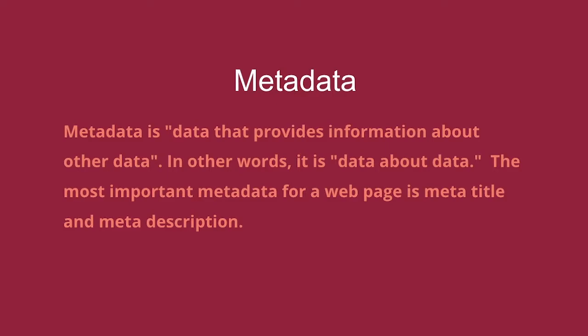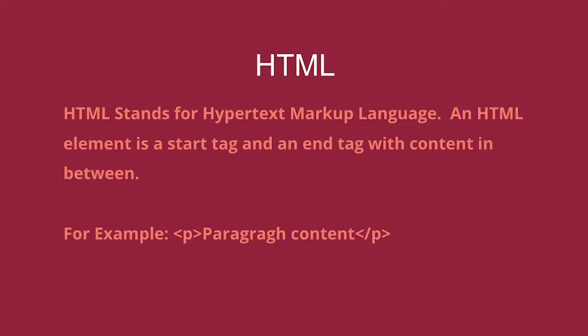Metadata. Metadata is data that provides information about other data. In other words, it is data about data. The most important metadata for your web page is the meta title and the meta description. And once you know what your keywords are, you can then craft keyword-rich content and topic-specific metadata. We'll talk more about best practices of metadata writing in a little bit, after we review the terms.